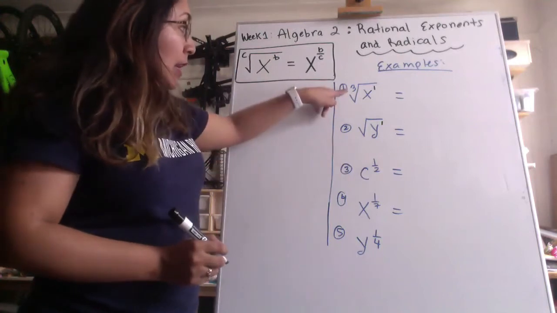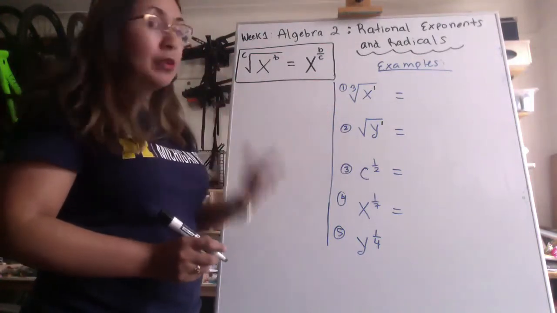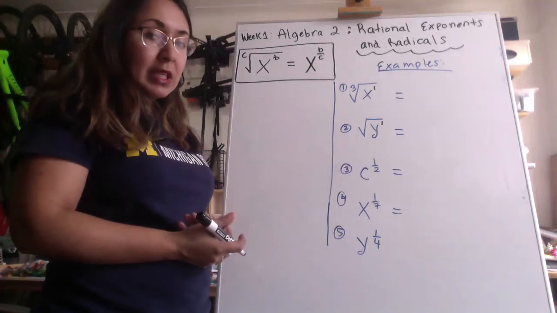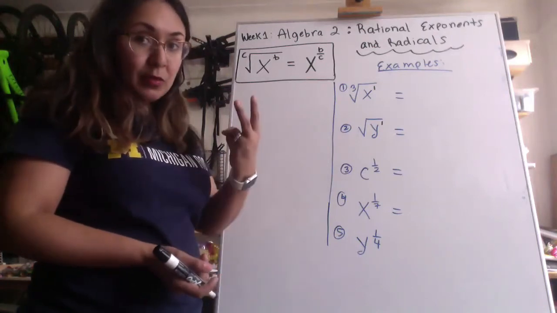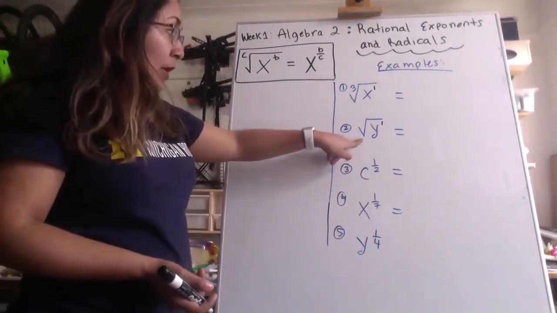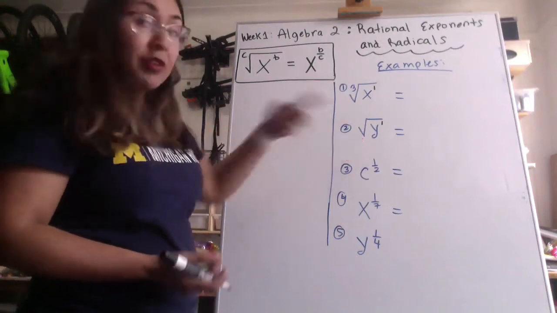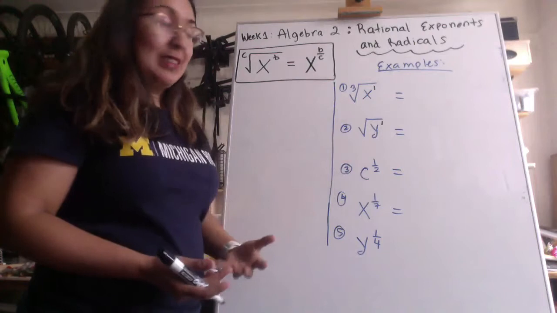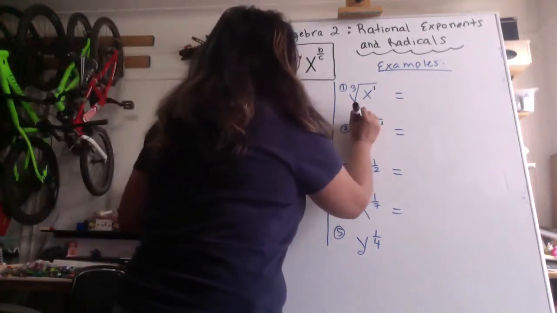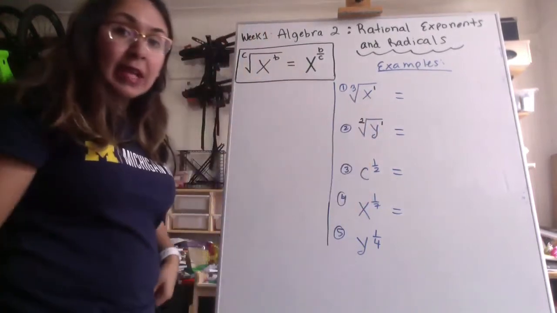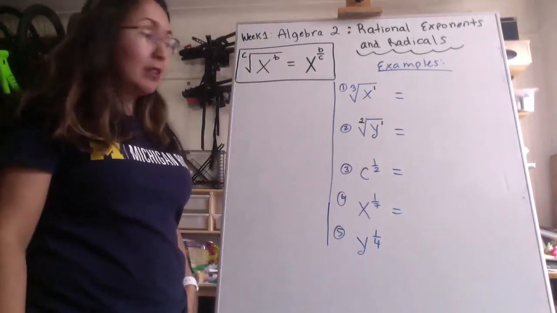Now, here the index, the little number, is 3, but here you don't see an index. If you don't see an index, the invisible index is 2. So you can also call this a radical of index 2. It can also be called the square root. So when you don't see an index, go ahead and put the invisible index of 2.